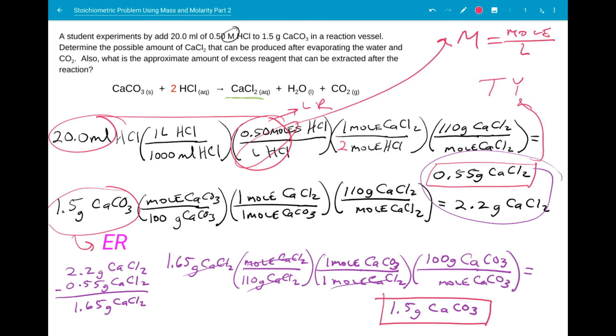Enjoy chemistry. Look up stoichiometric problems with molarity from other people. They're out there on the web. And enjoy. Bye.